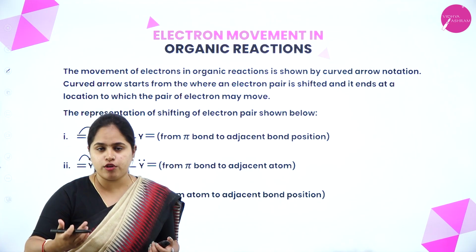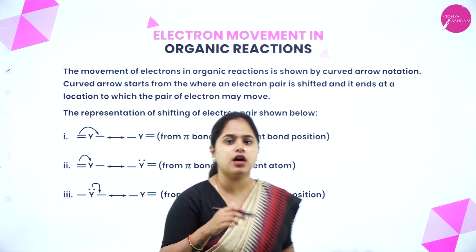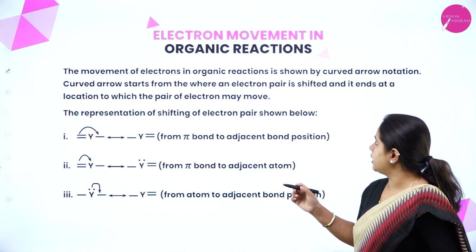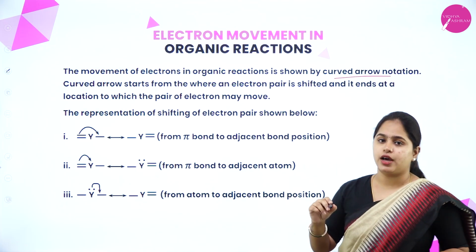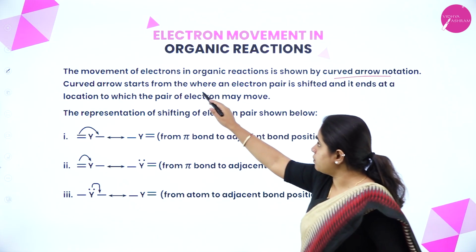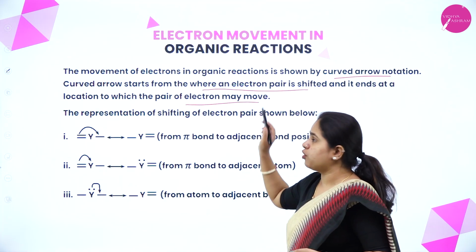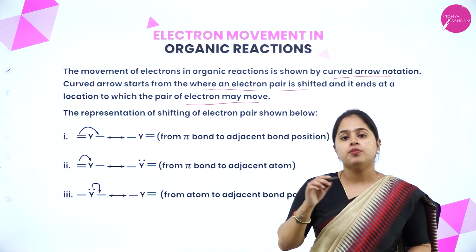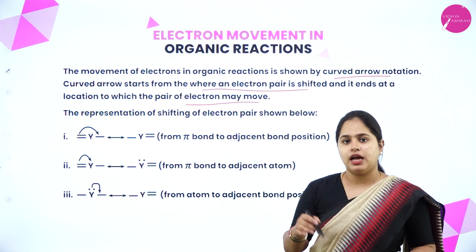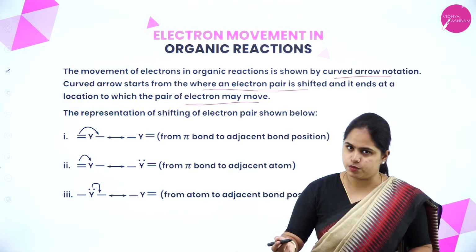Is there a bond formed? Regarding all of that, it comes under the electronic movement in organic reactions, and how we are going to represent it. The movement of electrons in organic reactions is shown by curved arrow notation. A curved arrow starts from where an electron pair is shifted, and it ends at the location to which the pair of electrons may move. So the arrow starts from the atom which is donating the electrons, and the head will be towards the atom to which the electrons are being donated.